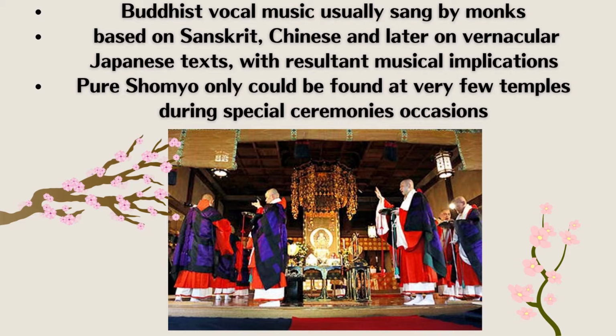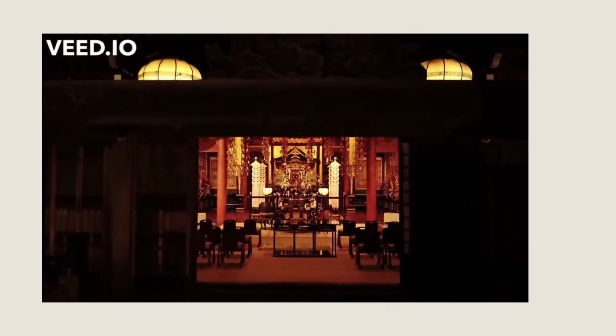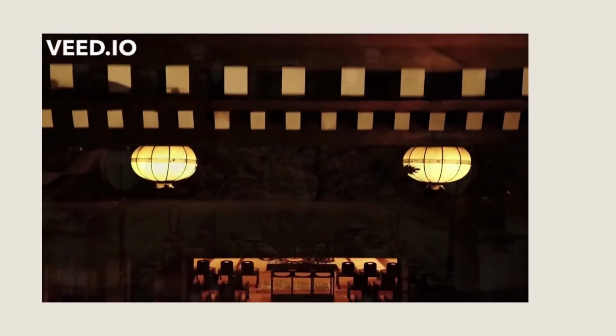The Tendaishu and Shingonshu sects became the most musical and important representatives and have a history of about 1,200 years. In Shomyo, categories were based on Sanskrit, Chinese, and later on vernacular Japanese texts, with resultant musical implications. Currently, pure Shomyo can only be found at very few temples, especially during special ceremonial occasions.